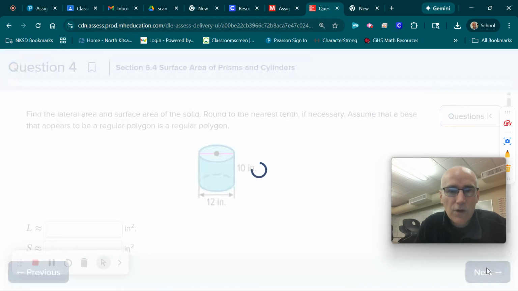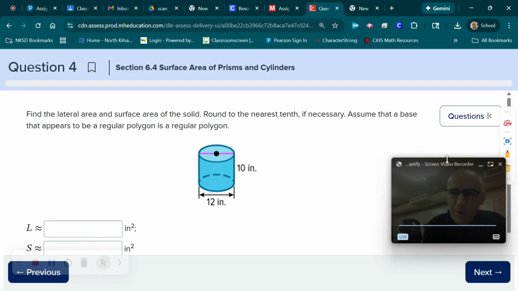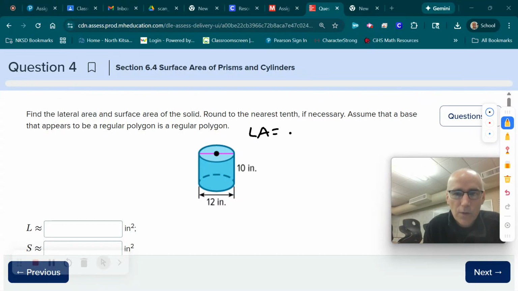I'm looking for a circular base. Here we go, circular base. So what do I do here? Okay, same formula. LA equals the perimeter of the base times the height. Now we have a special word for the perimeter of a circle. It's called circumference. So if you look up the formula on Google or something like that, you might see circumference times height. Obviously, I hope it's obvious that 10 is the height.